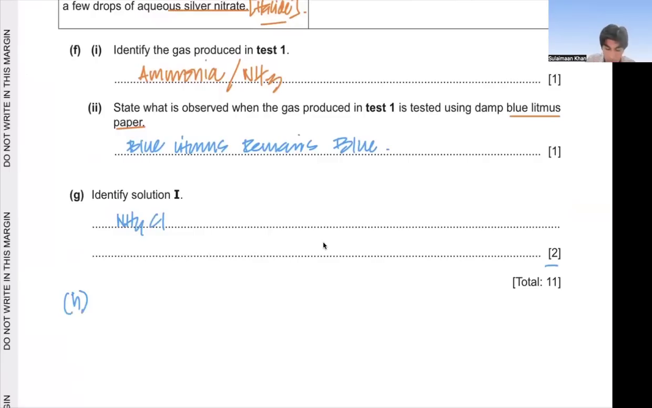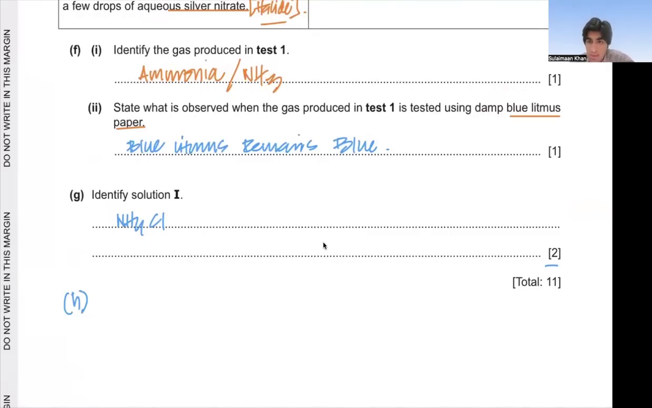Do you want me to add a part here? Why no change? Because when you want to test for ammonia gas, you test it with a red litmus, and it turns the damp red litmus blue. But if it's a blue litmus initially, then it'll remain blue.